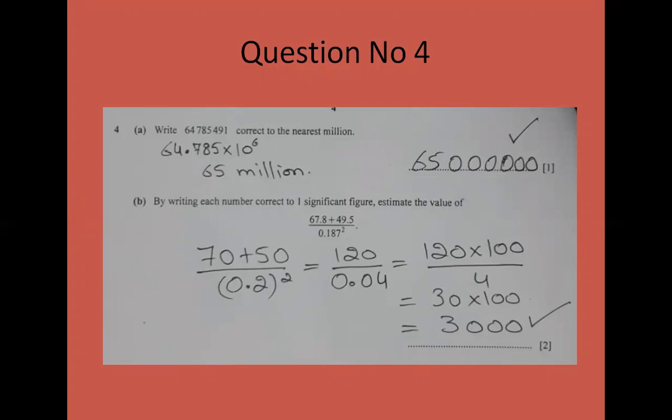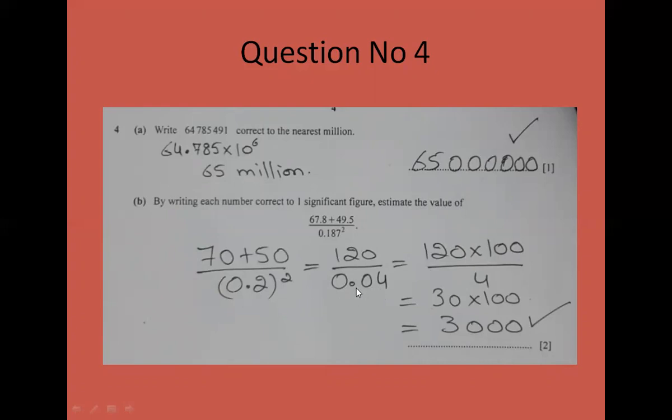67.8 plus 49.5 divided by 0.187 squared. 67.8 in one significant figure will be 70. 49.5 in one significant figure will be 50. 0.187 squared will be 0.2 squared, and that will be 0.04. 70 plus 50, that will be 120. So it equals 120 times 100 divided by 4.